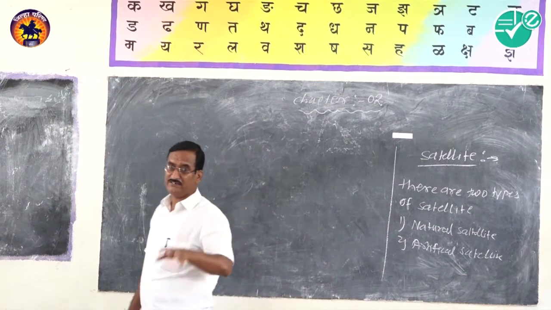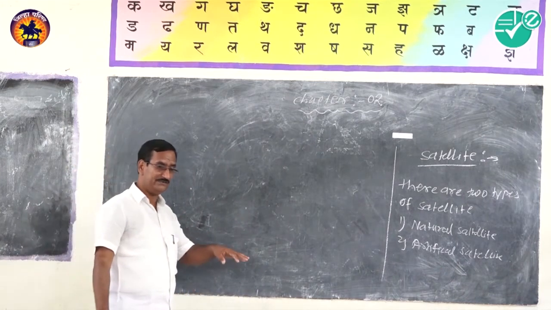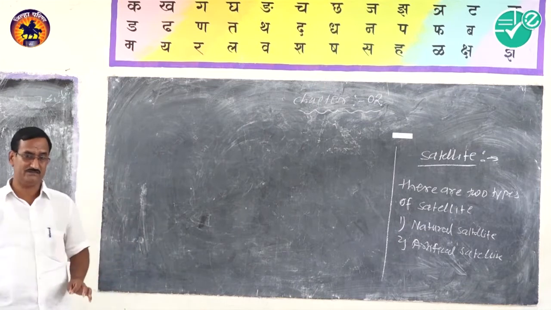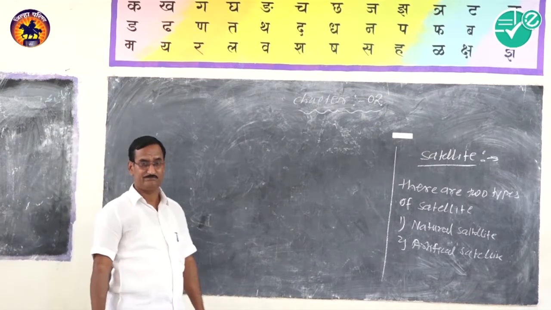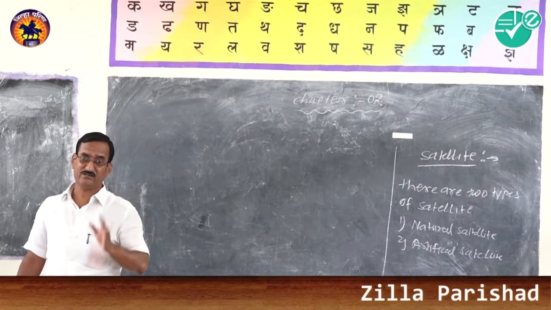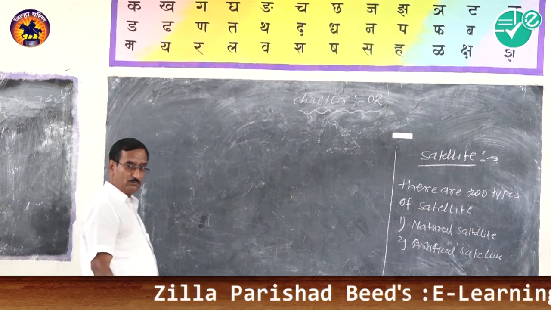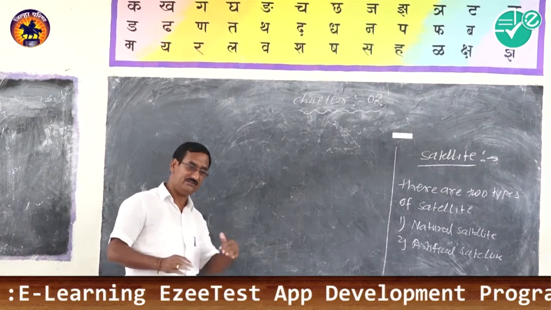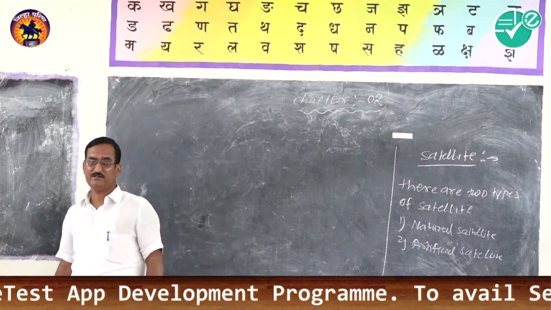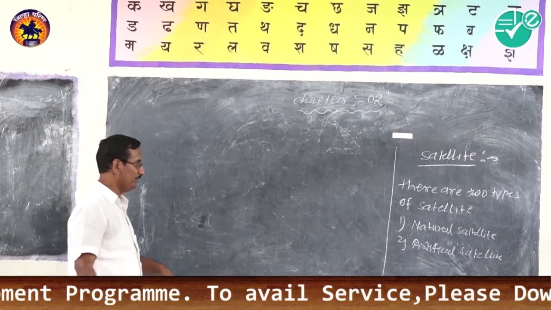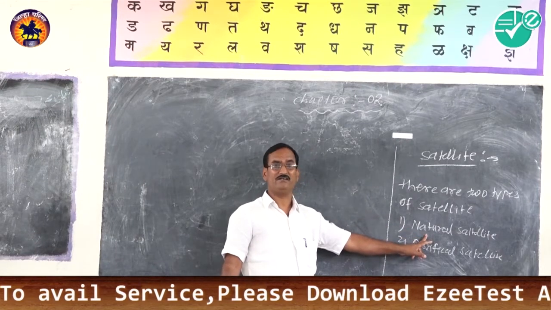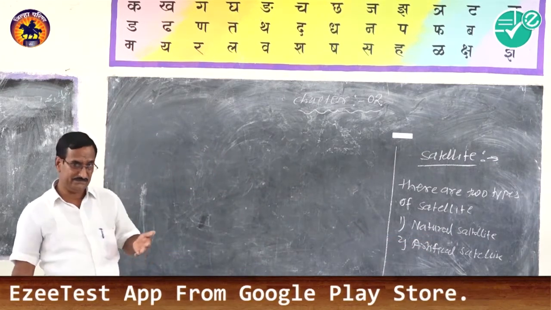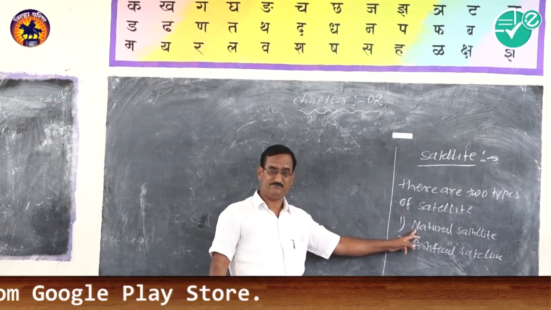Natural satellites are those satellites created by nature. An example of a natural satellite is the moon. The earth revolves around the sun, so the earth is the natural satellite of the sun. The moon is the natural satellite of the earth as well as of the sun.